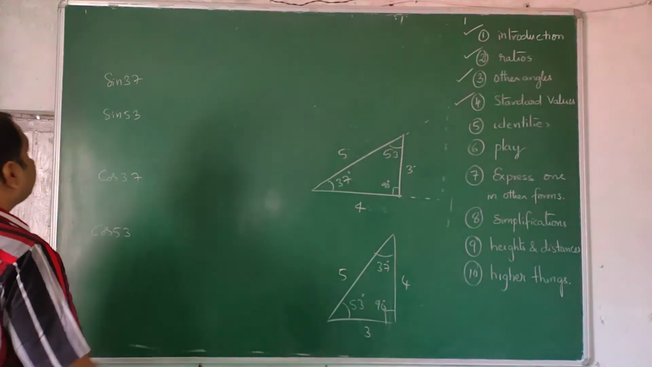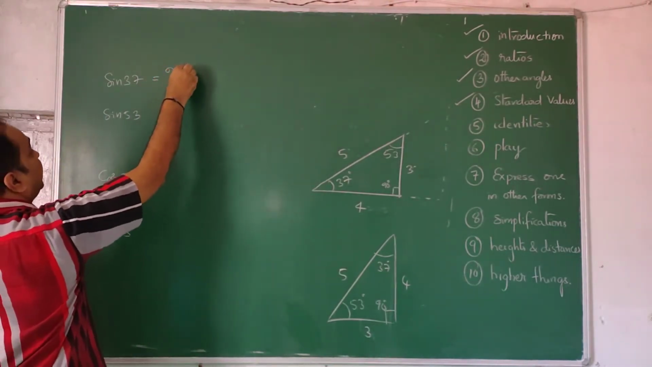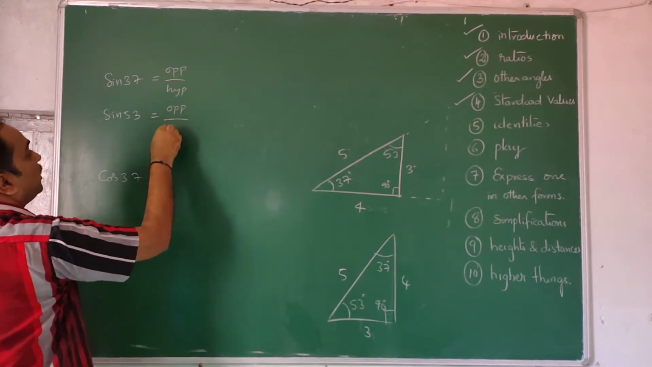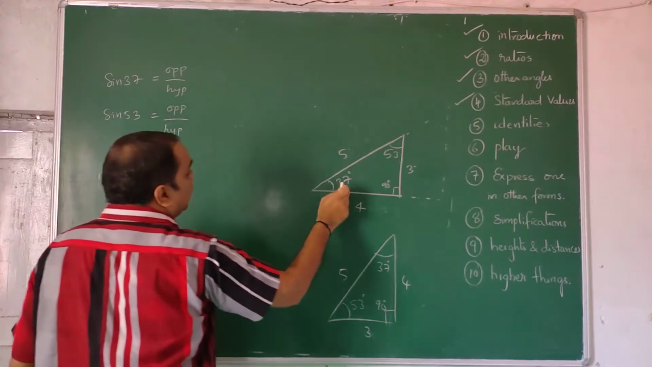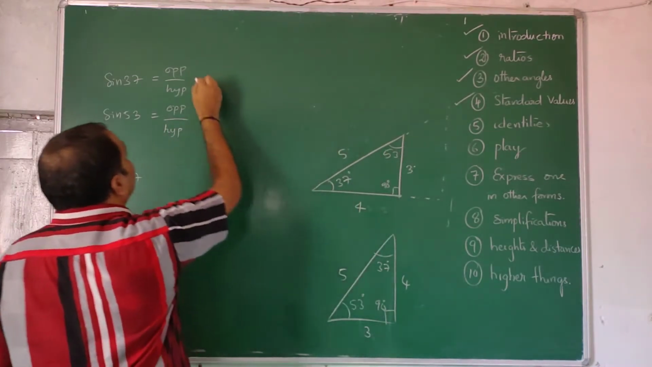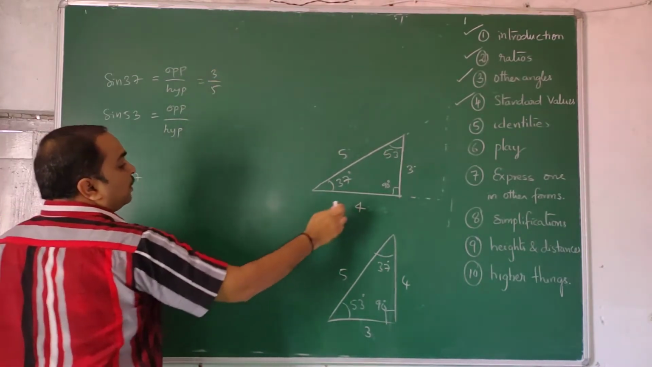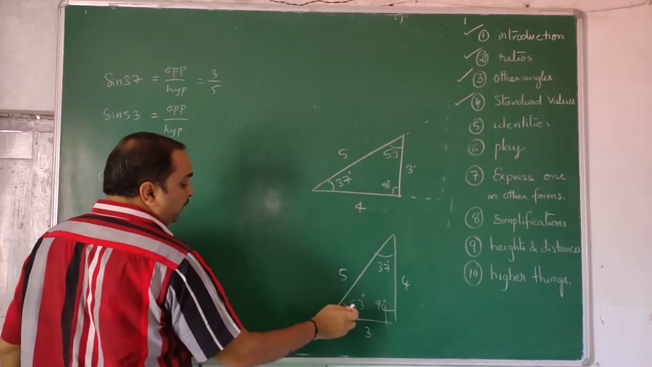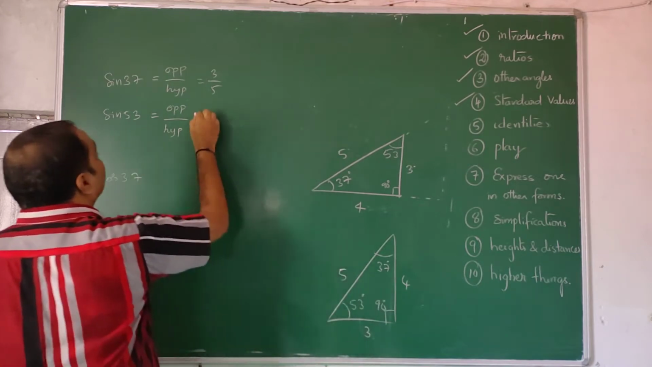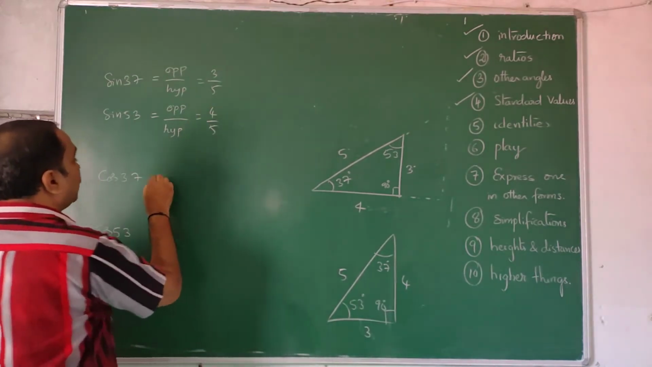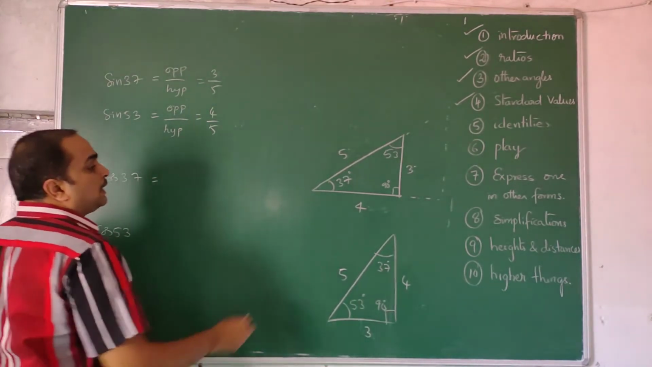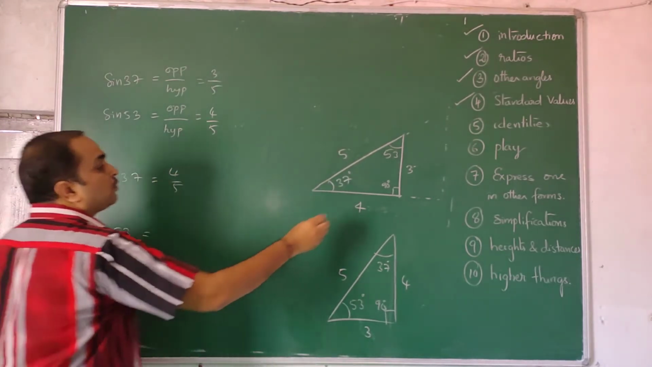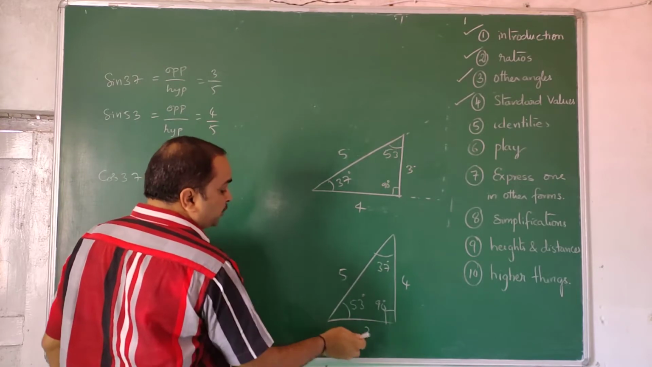So now sine 37 is opposite by hypotenuse, sine 53 is opposite by hypotenuse. The formula remains the same, but in this triangle you have to see: this is opposite, this is hypotenuse, so 3 by 5. If you take this side, this will be opposite, so 4 by 5. Cos 37 is adjacent by hypotenuse, 4 by 5. Cos 53 is adjacent by hypotenuse only, but this one.